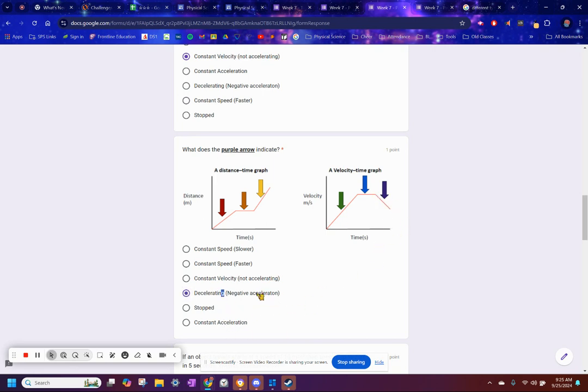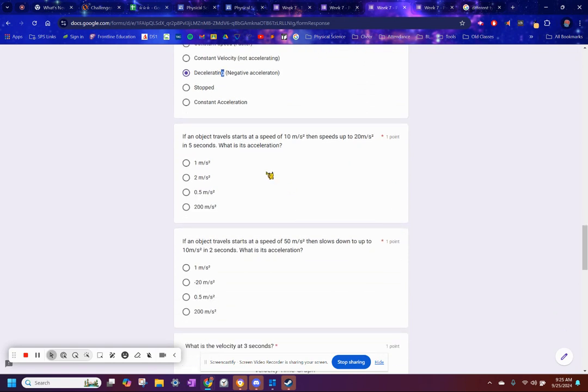Negative slope. All right, an object starts traveling at a speed of 10, then speeds up to 20 in 5 seconds. What's the acceleration? Well, it's final minus initial divided by time. So final is 20 minus 10, which is 10, divided by 5 is 2.